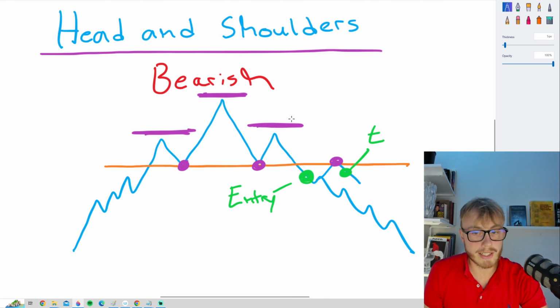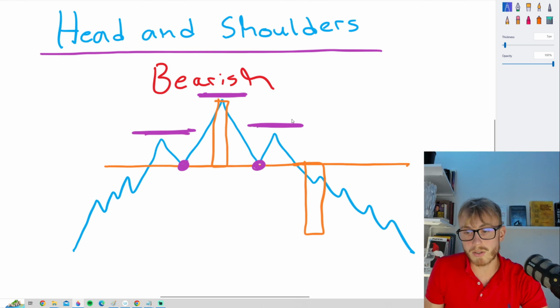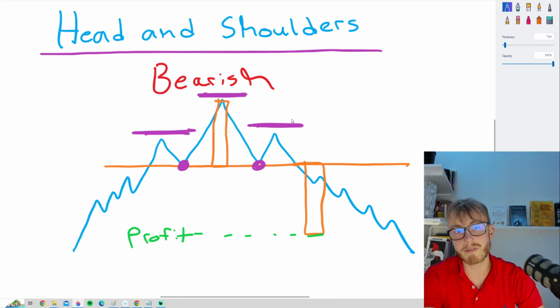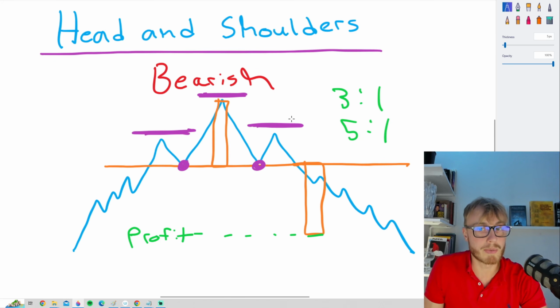The most common way to take targets from this pattern is to use something we have talked about earlier in the video, and that is the 100% measured move. So we measure this length right here, and we take this measurement from the breakout, so our profit target would be somewhere around here. There are a few different methods to take profits. You can use a risk to reward ratio. Many times when you have patterns as large as this one, you have a larger risk to reward ratio, perhaps at least 3-to-1, maybe even 5-to-1, but it will differ a bit on a case-by-case basis.